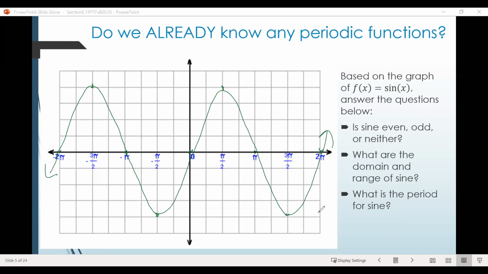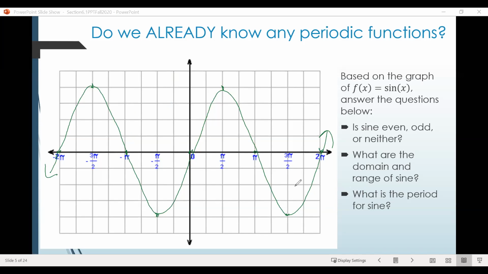Okay, well, first things first, having to do with even or odd or neither. Recall that a function is even if we can reflect it across the vertical axis and it'll line up with itself. In this case, we see that won't work with sine because notice if I took that piece that I just highlighted, reflected it over the vertical axis, I would get something that looked like this, which is not part of the green graph. So therefore, the function is not even.